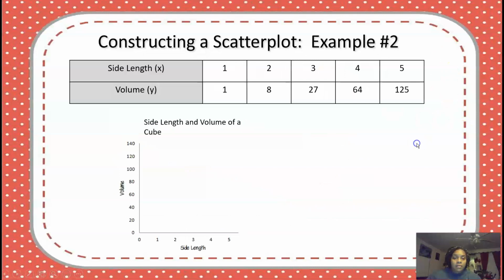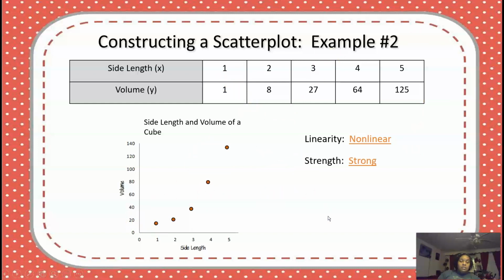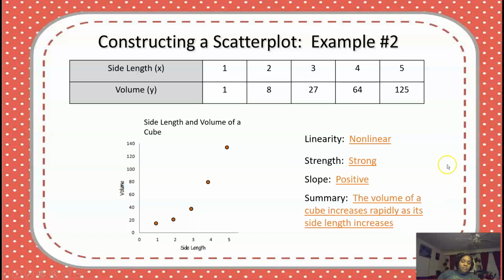Side length and volume: the side length of a cube and the volume of a cube. Once you plot these points, it is non-linear because it doesn't create a straight line. The strength is strong, and it is a positive slope. The volume of a cube increases rapidly as its side length increases.